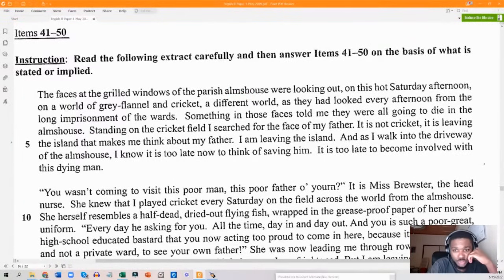The faces at the grilled windows of the parish almshouse were looking out on this hot Sunday afternoon on a world of grey flannel and cricket, a different world as they had looked every morning from the long imprisonment of the wards. Something in those faces told me they were all going to die in that almshouse. Standing on the cricket field, I searched for the face of my father. It is not cricket, it is leaving the island that makes me think about my father. I am leaving the island. And as I walk into the driveway of the almshouse, I know it is too late now to think of saving him. It is too late to become involved with this dying man.